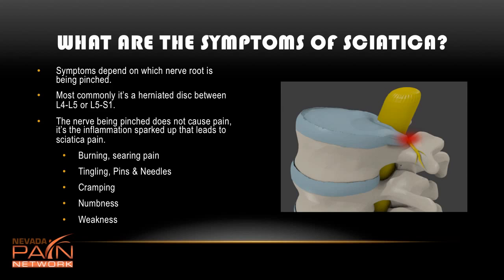The symptoms depend on which nerve root is being pinched, and most commonly it's a herniated disc between one of the two bottom levels, L4, L5, or L5, S1. And the nerve being pinched, as you can see here, here's a herniated disc pushing back against a nerve root. That in and of itself does not cause pain, okay? It's actually the inflammation that gets sparked up that leads to sciatica pain going down that nerve root. And it can be burning, searing, electrical type in nature. It can cause tingling or pins and needles sensation, along with cramping, aching, numbness, and muscle weakness.